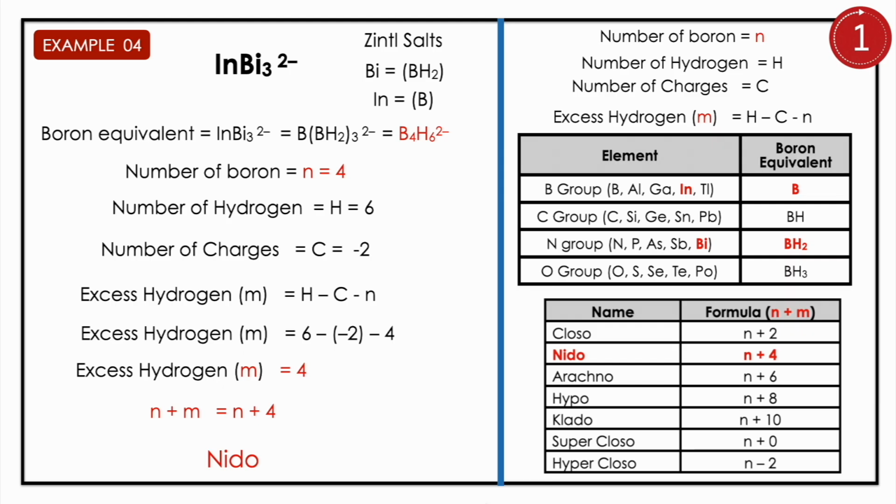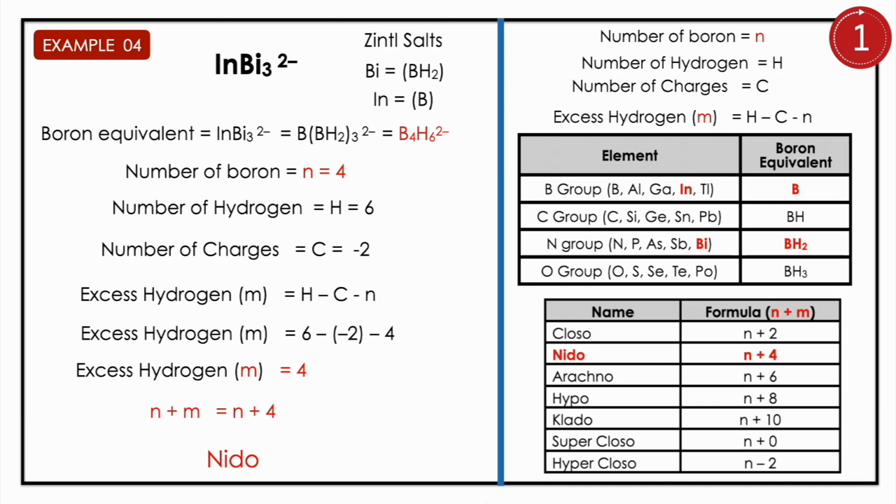First step will be counting the boron. There are 4 borons, so N equals 4. There are 6 hydrogens, so H equals 6. Charge is minus 2, so C is minus 2. You have to find the excess of hydrogen, which is M, that is equal to H minus C minus N, that is 6 minus of minus 2 minus 4, which gives M equals 4.